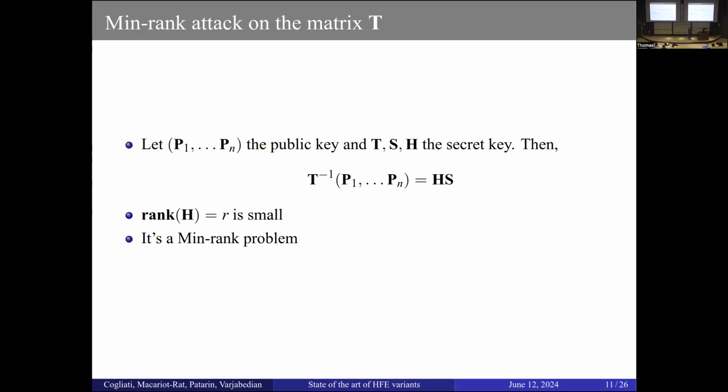So in order to conduct a MinRank attack on the matrix T, which means that we want to find the coefficients of T in order to then find the rest of the key, it's quite simple. You just have to take T that's on the side. It's now a MinRank problem with a rank of R, which is the rank of the matrix H. So it's not R, it's more like small d now in our case.